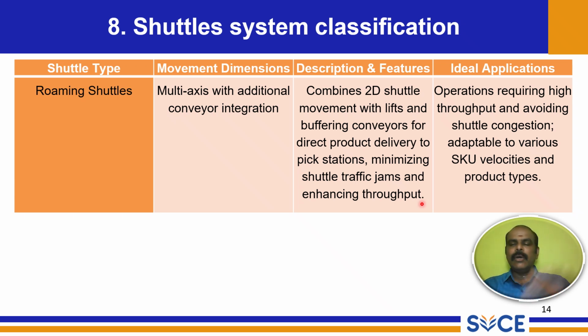Likewise, several routing rules come into the picture, but here no such things are there. So it is multi-axis, therefore it can directly go into. That's the versatility, the flexibility which can be offered by roaming shuttles, for operations requiring high throughput and avoiding shuttle congestion. So this you need to know. In cases when traffic is going to be high, we can go for roaming shuttles.